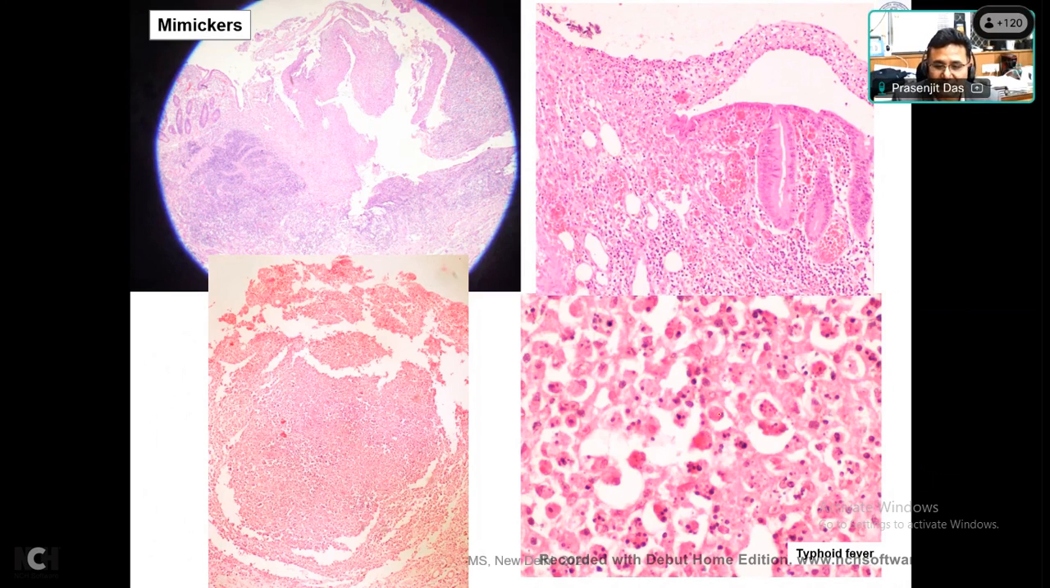So this is a chronic typhoid fever, which is showing acute and chronic ileocolitis-like features, with very prominent hemophagocytosis. Just to come back to our original discussion, any chronic persistent inflammation can be a differential diagnosis of IBD.